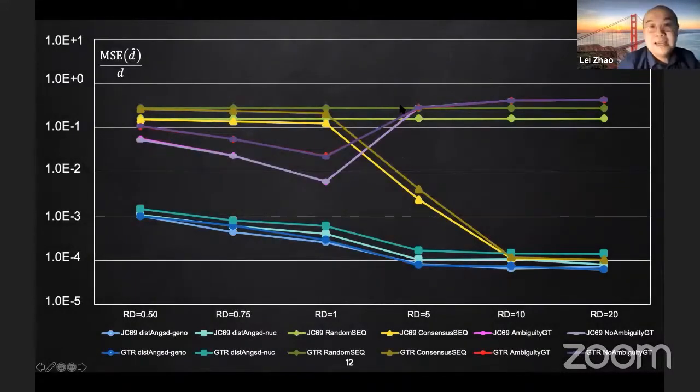So this is another measurement. We compare the mean square error for different models and different methods. When the read depth is smaller, we can at least say that our method gave a better result, because the MSE is very small. And when the read depth is larger, then the consensus sequence becomes acceptable in some sense to be used in the inference of the phylogeny.